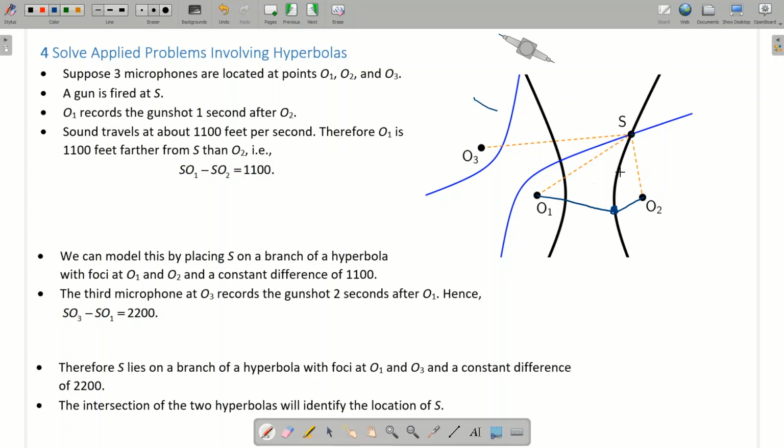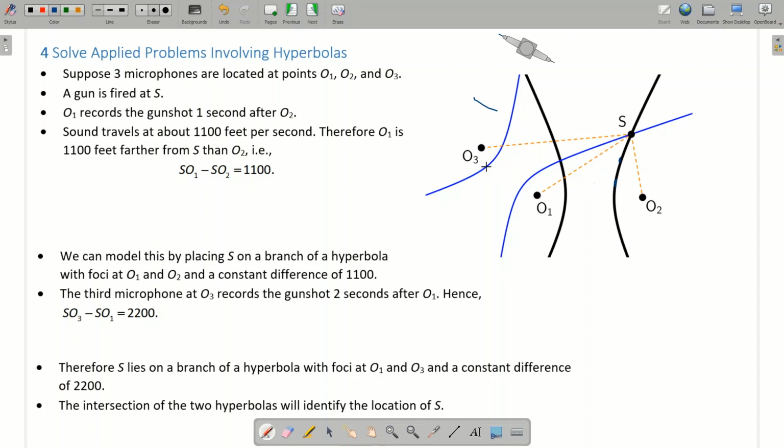One way to think about it is if you were to keep shooting a gun, and you were to shoot it here, and you were to shoot it here, and you were to shoot it here, at every single point on that curve, every single time you shot the gun, this microphone would hear it 1 second after this. But if you moved off of that line, then the time delay is not going to be 1 second. These are the only places where the time delay is 1 second. Now, the reason for the other branch, which we're not actually going to use on this, is that this branch would represent when this hears it 1 second after this microphone over here.